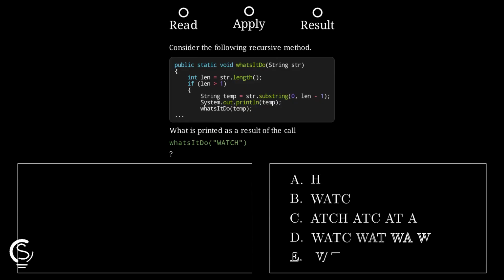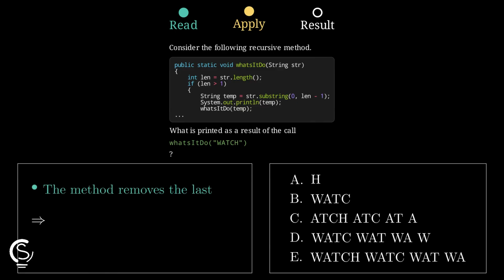First, notice the method takes the string "watch" and finds its length. Since 5 is greater than 1, it creates a substring from index 0 to length - 1, removing H. Next, the code prints WATC and calls itself again with that new string.